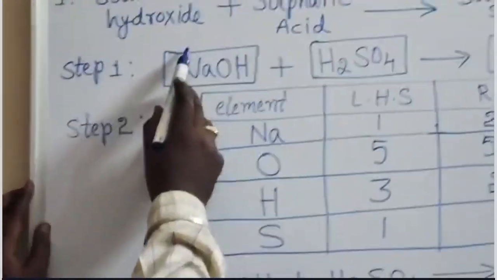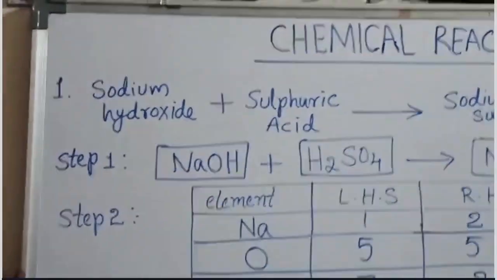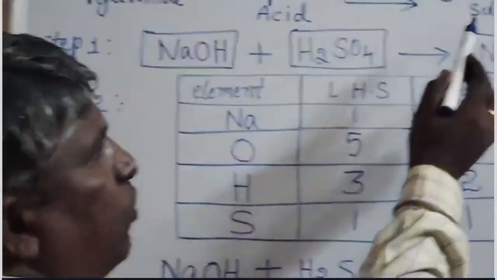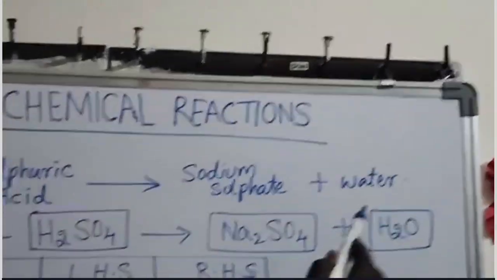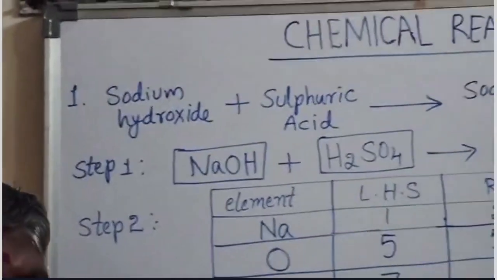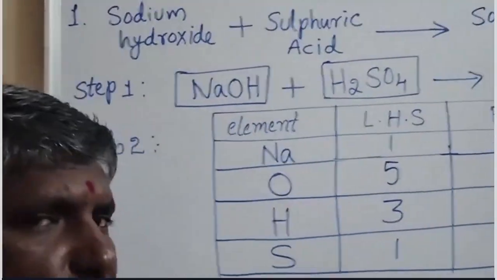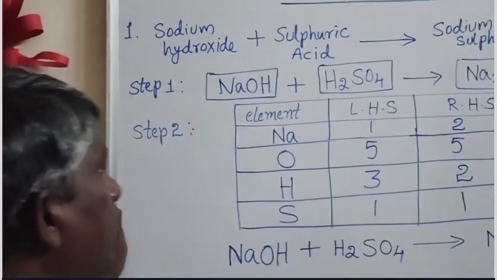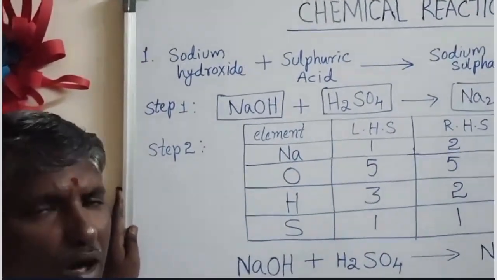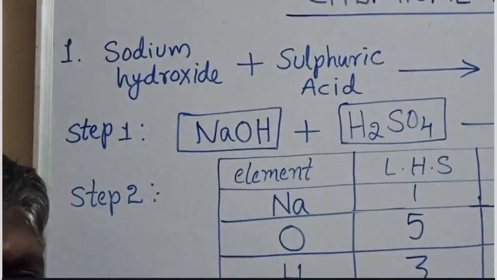Sodium hydroxide reacts with sulfuric acid and forms sodium sulfate and water. This is the given chemical equation. Now we are going to make a balanced chemical equation. First, step 1, which we have already learned.